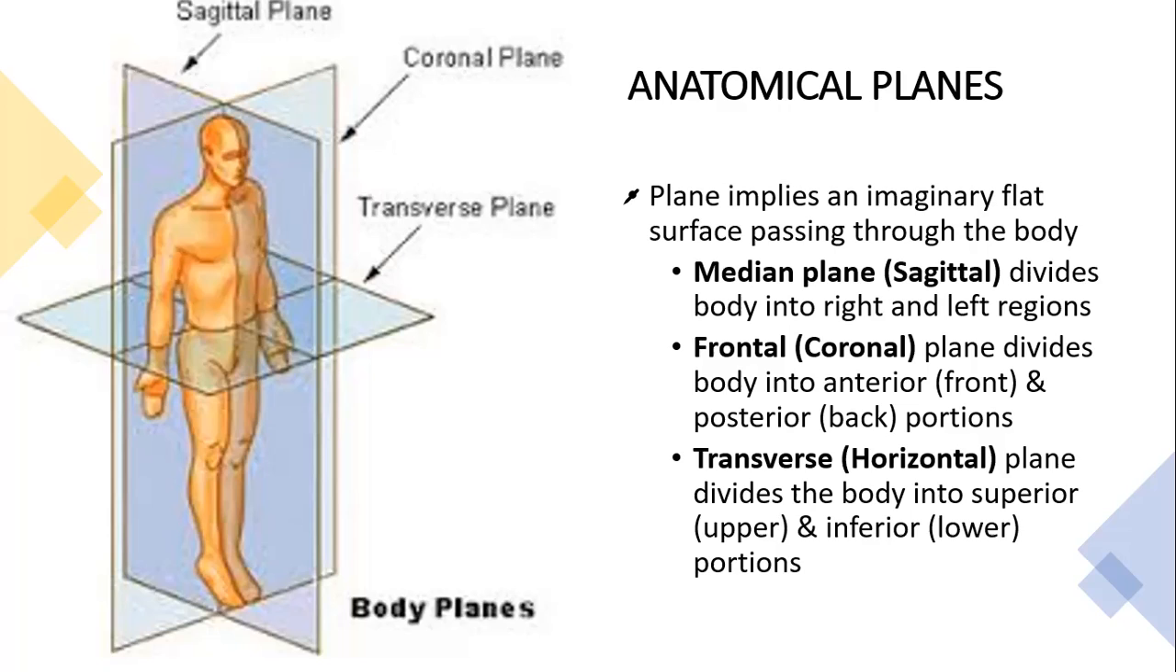So the three planes that you need to know are the median plane, also known as the sagittal. Again, it splits the body into right and left halves. The coronal or the frontal plane, which splits the body into anterior and posterior, or front and back portions. And the transverse or horizontal plane, which divides the body into an upper half and a lower half, or superior and inferior halves.